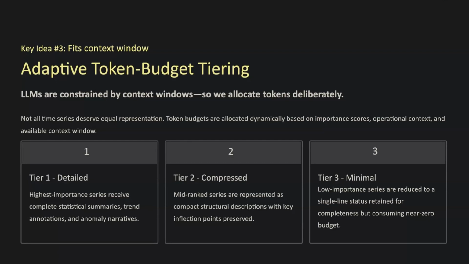The second tier is the compressed tier. It is not as detailed as the first tier, and it provides a more compact representation, but it still preserves key inflection points. The third tier is the minimal tier. Instead of blindly truncating things that don't matter, we move them to the third tier. The goal here is to keep very minimal summaries that do not consume the budget. This allows us to capture the full state of the system and represent it in a format that does not reduce the meaning, but at the same time eliminates the noise.